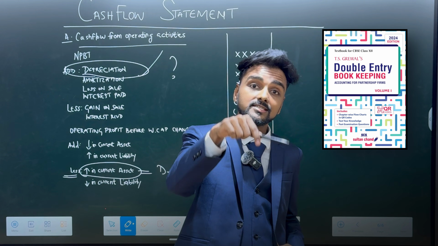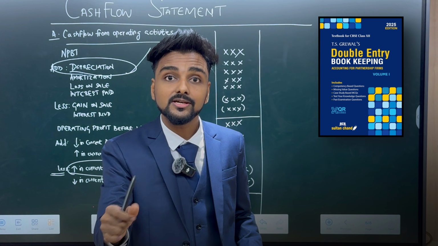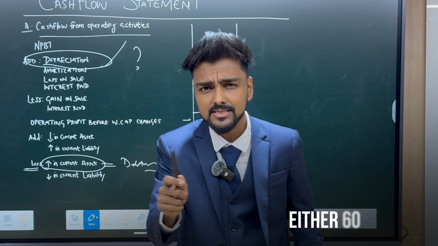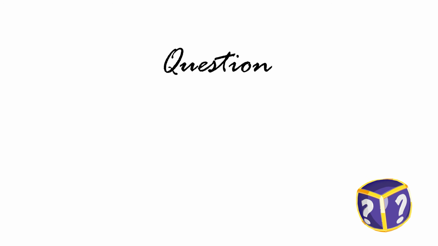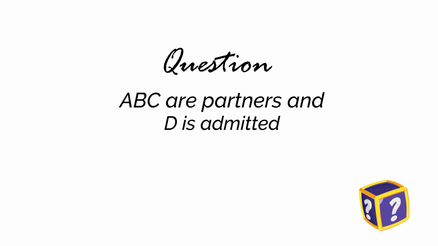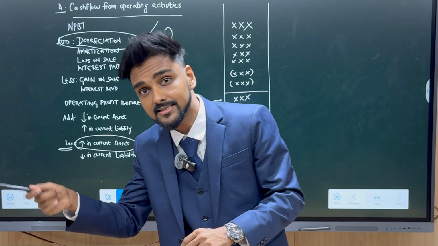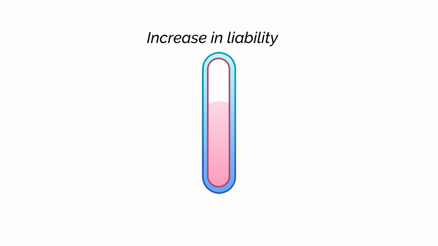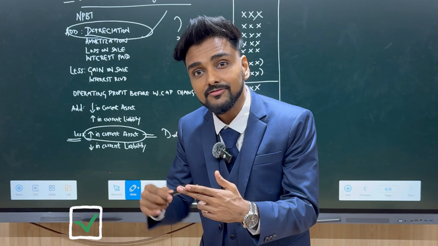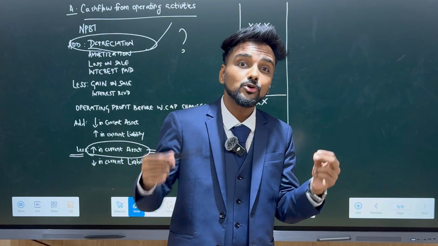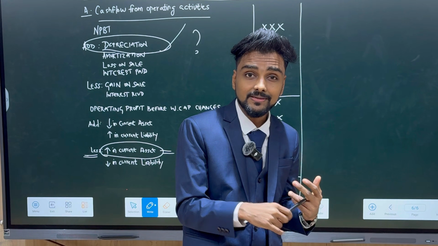Like if you take last year's book from the current year's TS Grewal book, it's removed. If you take last year's book, I guess it's either question number 60 or 64. So if you try doing that, where some A, B, C are partners and D is admitted, you will not get the answer if you have memorized that decrease in asset will come in debit side and increase in liability will come in debit side. So basically, the right way of doing revaluation account is knowing all the journal entries, knowing every single concept, and then doing it.